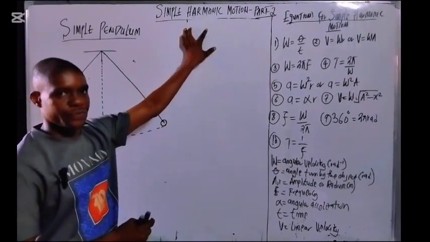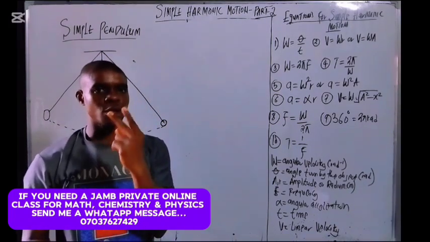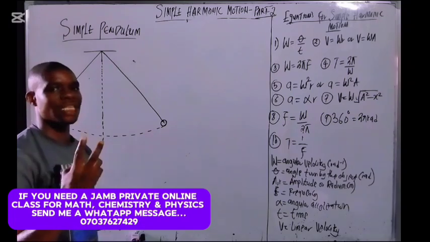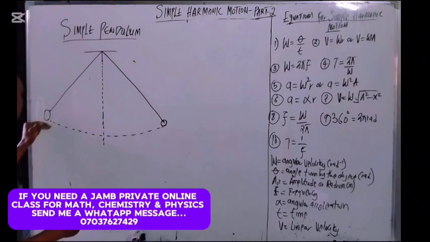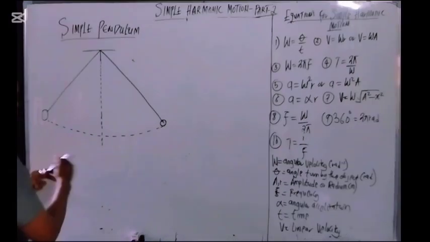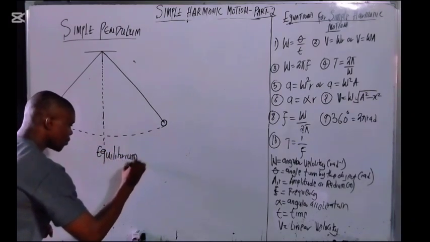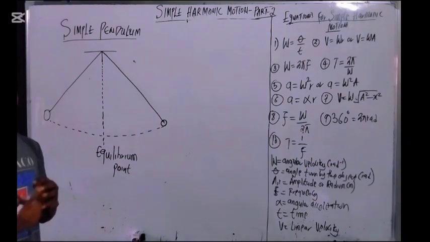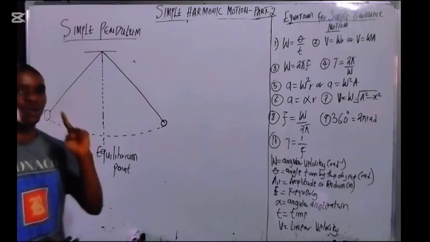What is simple harmonic motion? For an object to exhibit simple harmonic motion, there are two things we must take note of. Number one, the acceleration of the object is directed towards a fixed point, or towards the equilibrium point. So for any object performing simple harmonic motion, the acceleration is always directed towards a fixed point. That is number one.